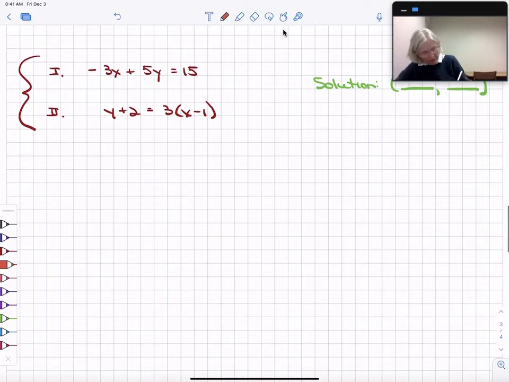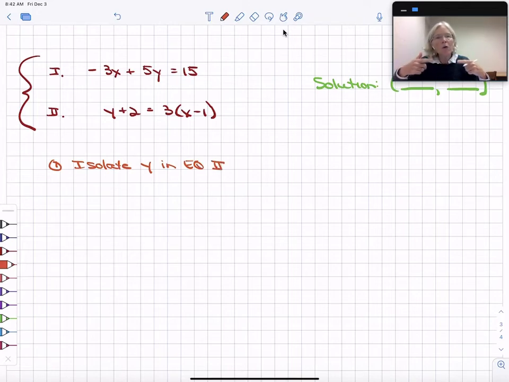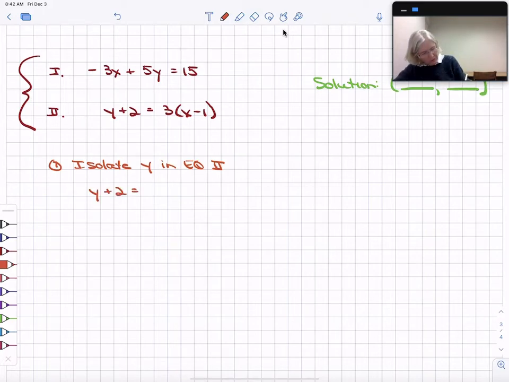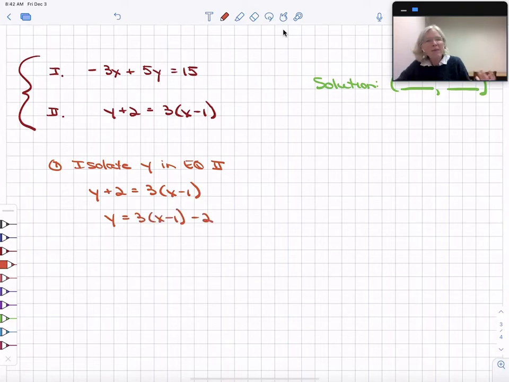So my first step here is I'm going to isolate y in equation 2. I like to write a few notes to myself as I go along because there's so many different steps, it helps to organize my work. So here's y plus 2 is equal to 3 times x minus 1. I'm going to subtract 2 from both sides to isolate it. So y is equal to 3 times x minus 1 minus 2. I might as well just simplify it so it's easier to work with.